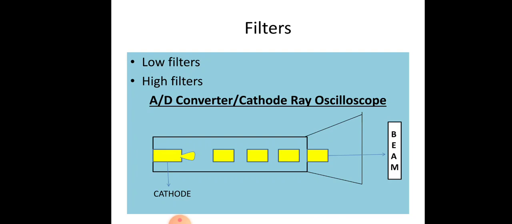After the filtering process, we know that there's some conversion needed because we cannot read the digital signs or the signals given by the computer, which cannot be read and predicted for some abnormality or normality. So we need a converter which converts the signal passed by the filter to the display unit. That is nothing but your AD converter or cathode ray oscilloscope.